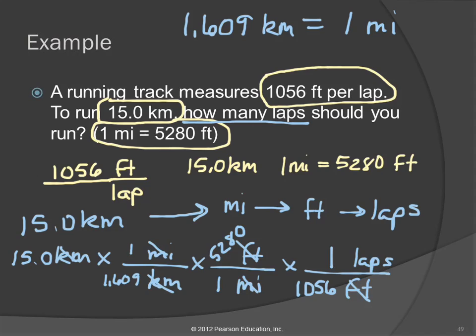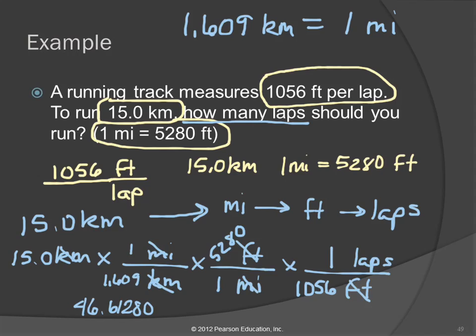Then you get out the calculator. I really should get out my real calculator, but I'm feeling lazy. 15 divided by 1.609 times 5280 divided by 1056 equals. Oh, now it's giving me way more digits than I want to write down. 46.61280, and it just keeps going on and on.